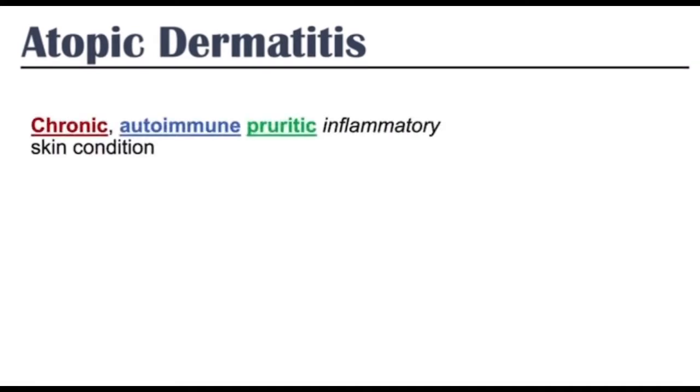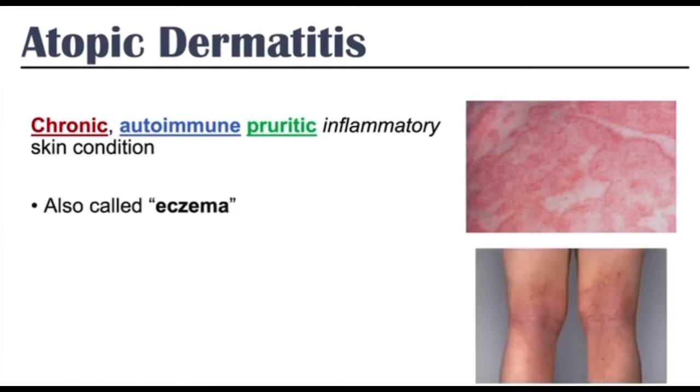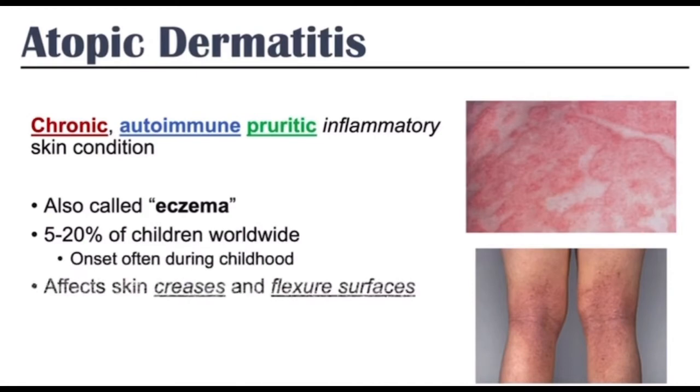So atopic dermatitis is a chronic autoimmune pruritic inflammatory skin condition. So those are 3 or 4 very key words to remember. It's chronic, it's autoimmune, it's pruritic, and it's inflammatory. Again, this condition is also called eczema, and it's so prevalent that approximately 5 to 20% of children worldwide are affected with this condition. And it often has an onset during childhood as well.